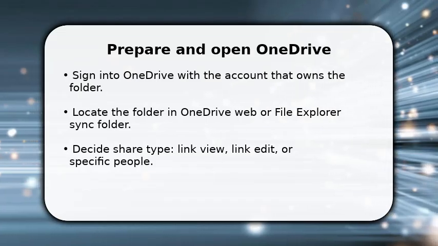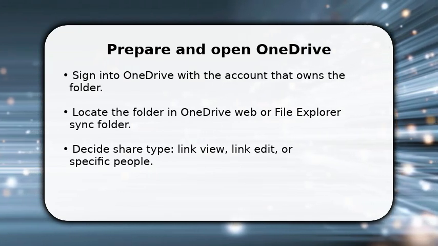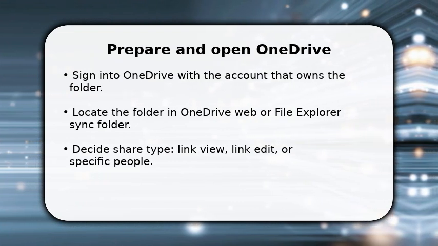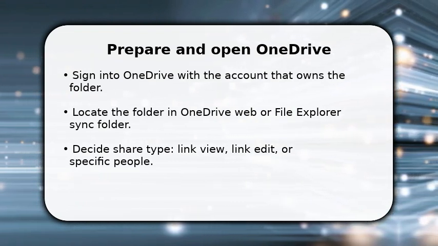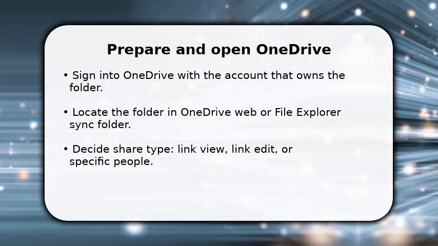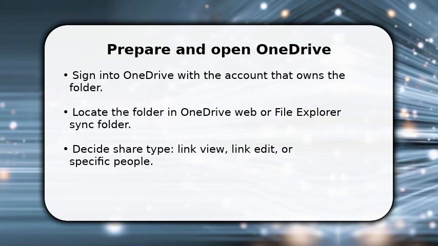You start by signing into the OneDrive account that owns the folder. This ensures permissions you set will apply. Once signed in, open OneDrive on the web or navigate the synced folder in File Explorer so you can right-click the correct folder. Make a quick decision now about sharing scope.